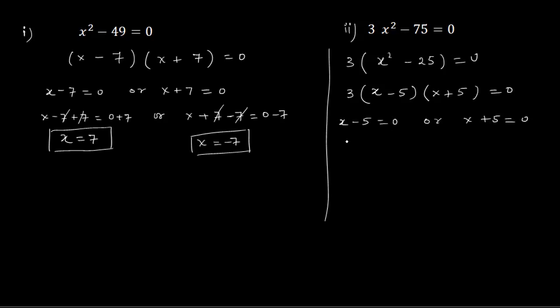Here, add 5 on both sides. We get x equals 5, or subtract 5 on both sides. We get x equals negative 5. So here, the roots of the given quadratic equation are simply 5 and negative 5. Let us do one more example.